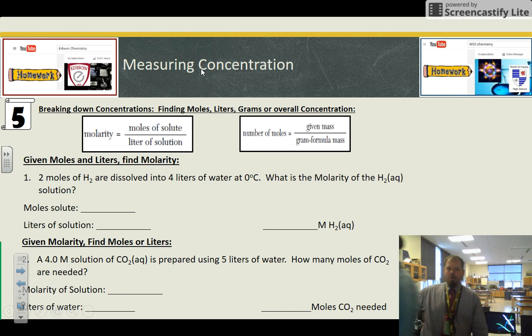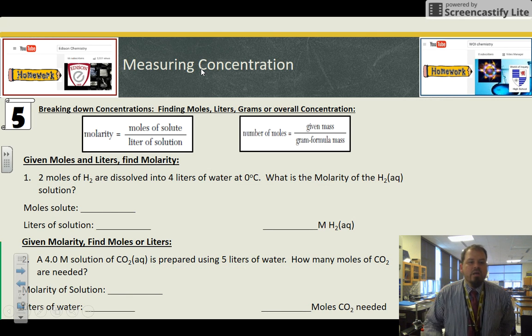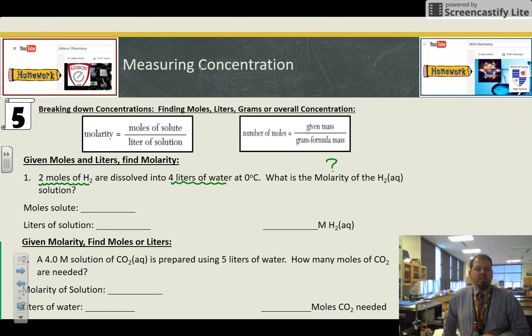Let's do that. To the board. Both of these equations are on Table T for you, and we put them in the notes so you have them. The first one: 2 moles of hydrogen dissolved into 4 liters of water. What is the molarity? Let's label them up. I've got 2 moles of solute. I don't have to calculate moles here, it's given to me. I have 4 liters, so I don't have to do any calculations there either.